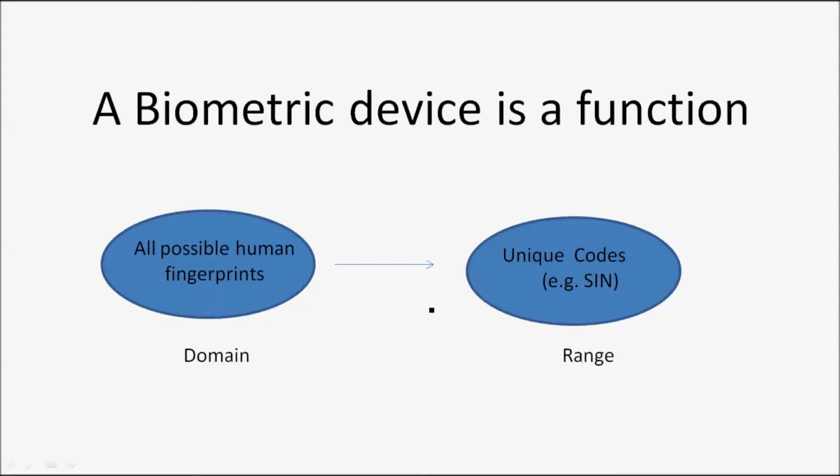You can see that this is a one-to-one relation because each fingerprint is associated to one and only one unique code, and each unique code is associated to one and only one fingerprint. So that makes this a one-to-one function. So this is a machine that accepts a fingerprint as an input. It produces a unique code as the output.